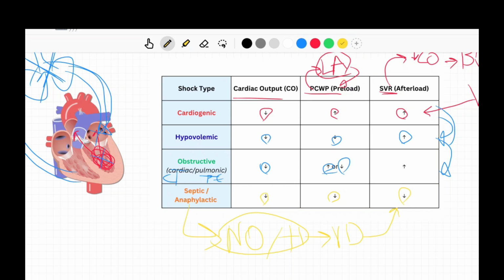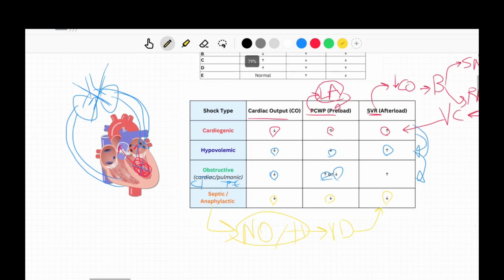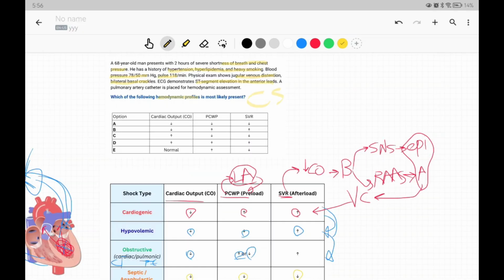Now let's go back to our question to figure out the right answer. So we have choice A and choice B with decreased cardiac output here guys, okay? But in cardiogenic shock we have increased PCWP and increased SVR. This makes choice B the right answer for our case today guys.